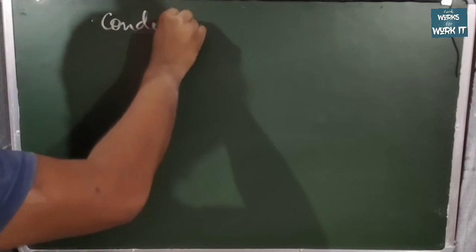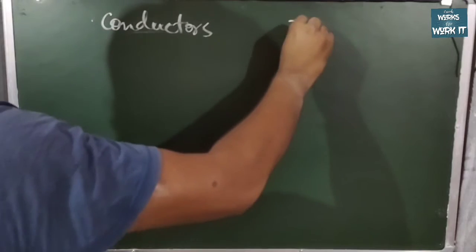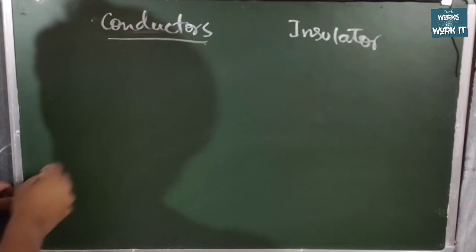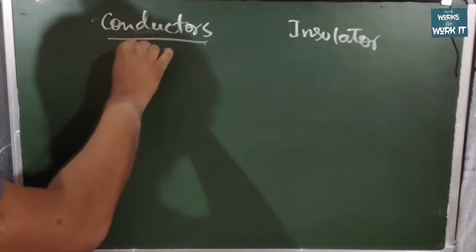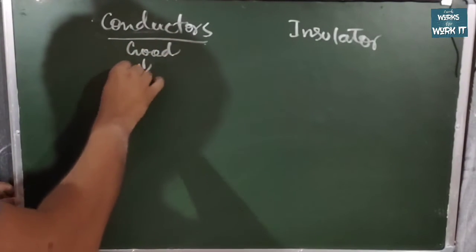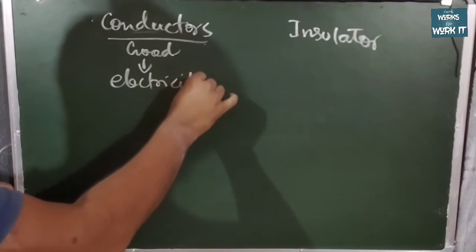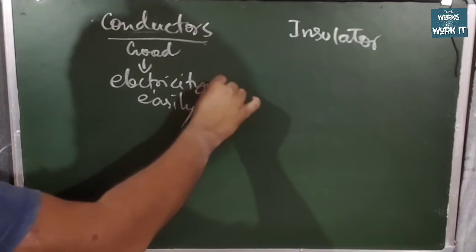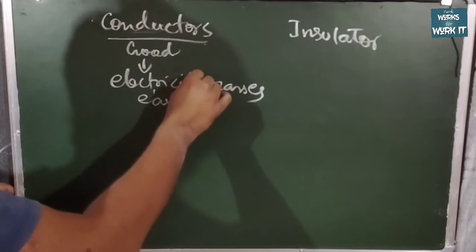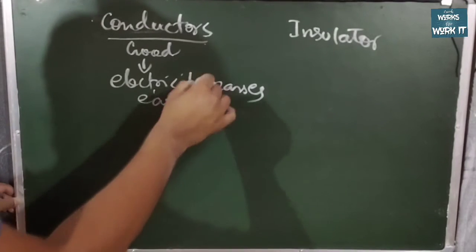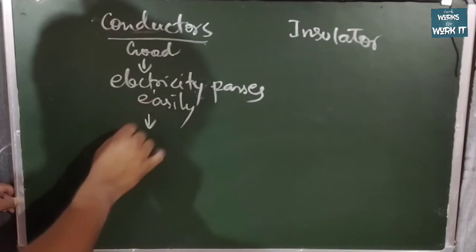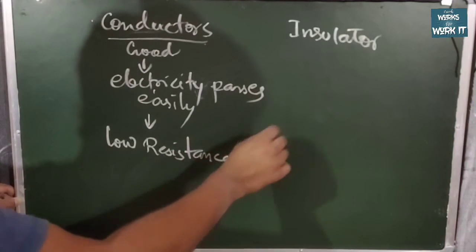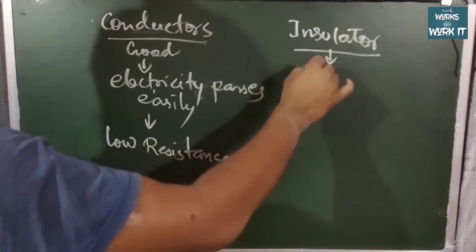Now we will see some things that you already have got in lower classes, that is conductors and insulators. So what is a conductor? A good conductor allows electricity to flow through it easily. So electricity passes easily. That means these conductors have low resistance. That's why electricity passes easily.